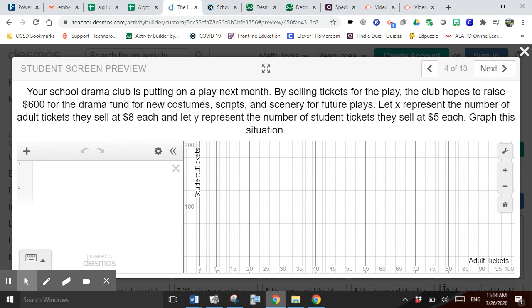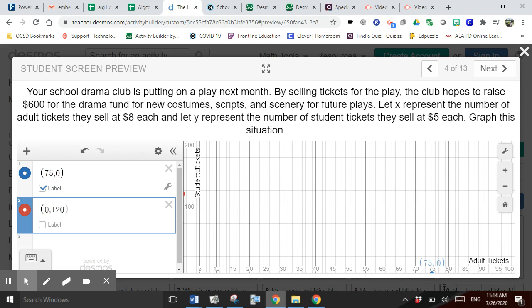Okay, so we're going to go ahead and plot those points. So our first point was 75, 0. So let's go ahead and plot that point. And we're going to go ahead and label that. And then the next one is 0, 120. So 0, 120. And we'll go ahead and label that. Okay?